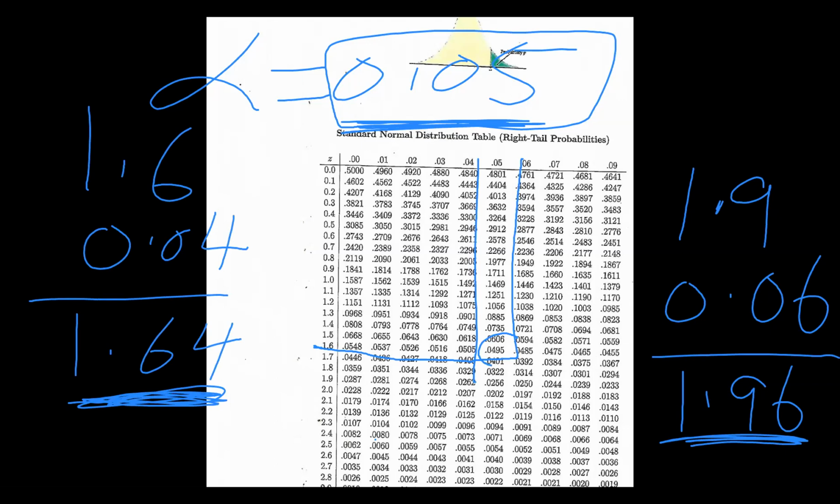Hello? Sir, just go back a bit. Sorry, I go back. Okay. So we are looking for where we can find this area 0.05 from this table.